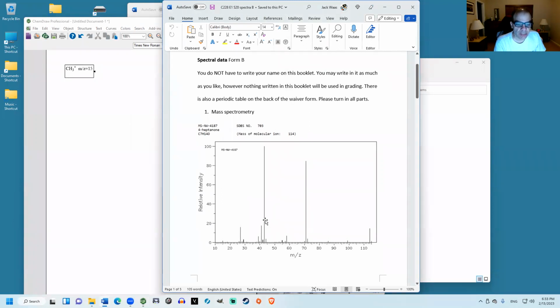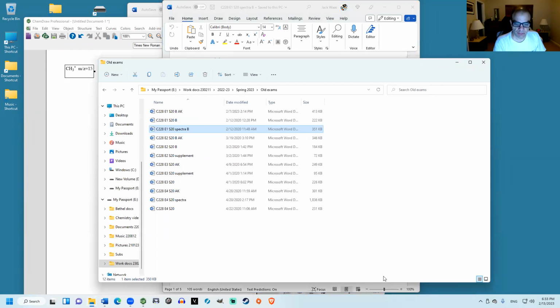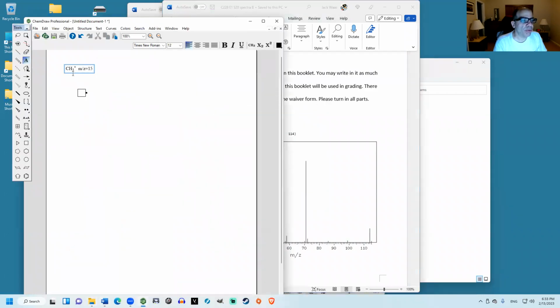At 43 should be... Can you explain how you know it's 15, like where you're getting it from? Yes, I sure can. 15 comes from 12 for carbon plus 3 times 1 for hydrogens. So you'll just get those from the periodic table. So 12 plus 3 is 15. So that's the format you use to write down the answer.